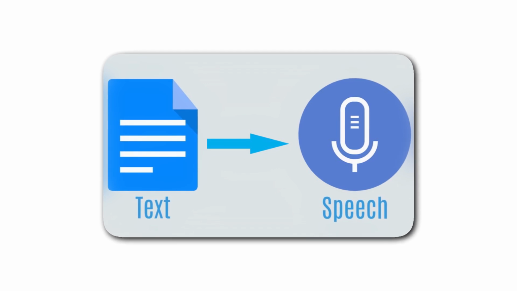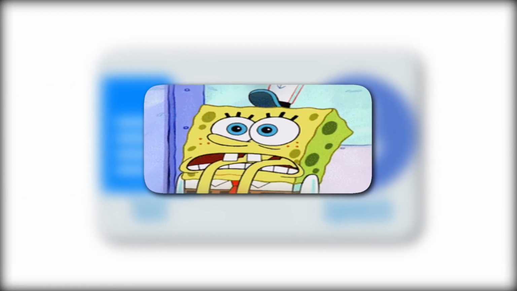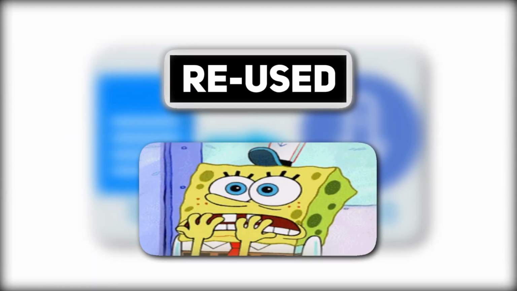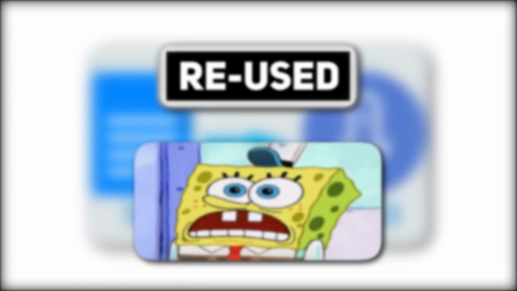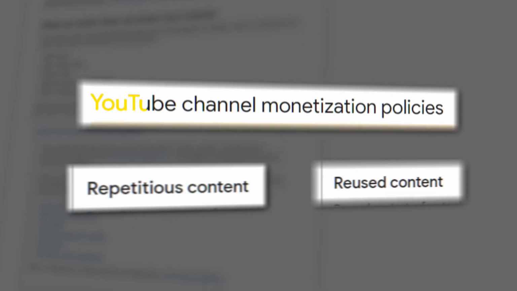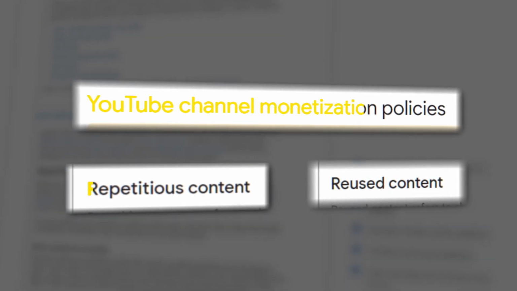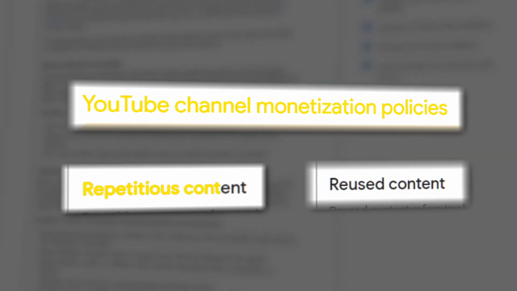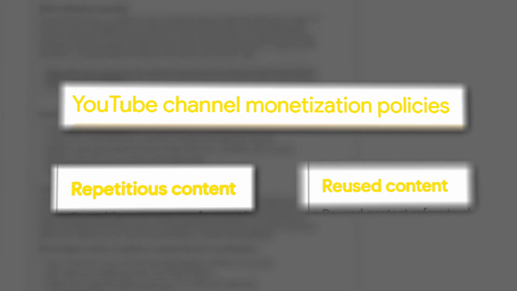When it comes to text-to-speech, many people believe that it cannot be monetized on YouTube since it is considered reused content. But this is just completely wrong, because as long as you follow the YouTube monetization policies and you avoid having repetitive and reused content, your channel will be completely fine and will be good for monetization.